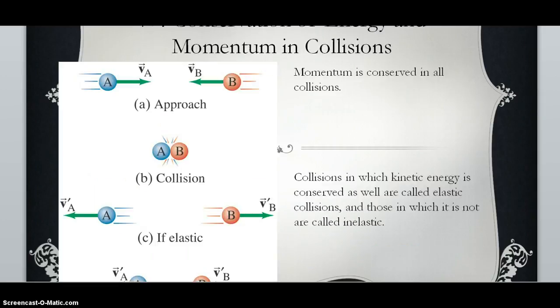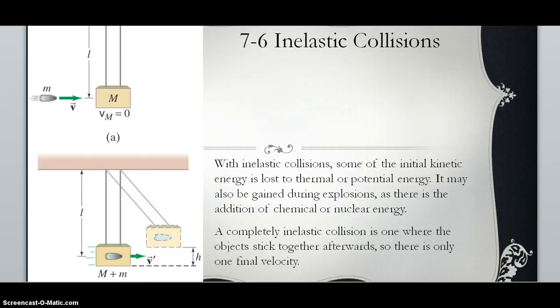Generally, in all collisions, momentum is conserved, and collisions in which kinetic energy is conserved are elastic collisions. When it is not, those are inelastic. As you can see, some of that initial kinetic energy is lost to thermal or potential energy. It can be gained in some situations. And a completely inelastic collision is one where the objects stick together afterwards, so there is only one final velocity. That was not the case in this situation.